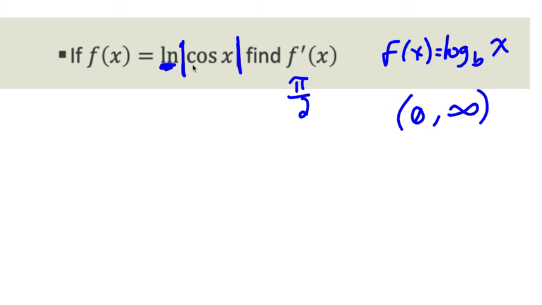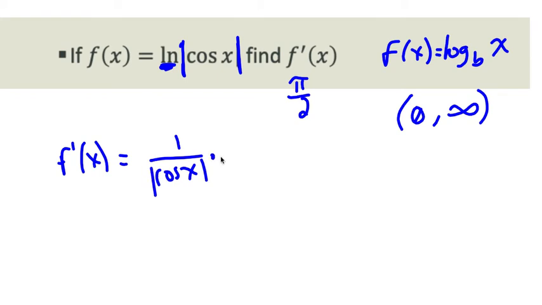Okay, so we kind of have this inherited domain from ln that understands that we cannot have 0 or negatives in here. So really, all we need to do is, when we take our derivative, we're going to say 1 over the absolute value of cosine x, and then times the derivative of the inside, which would be negative sine x.